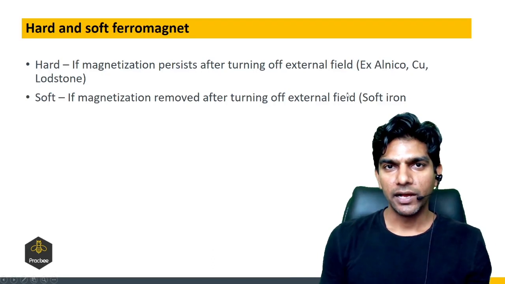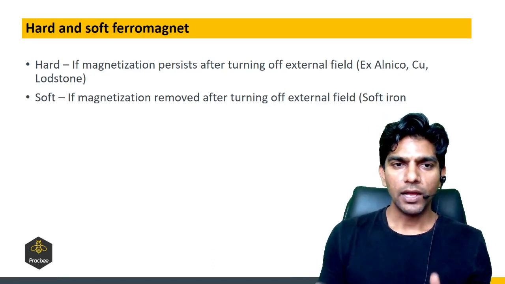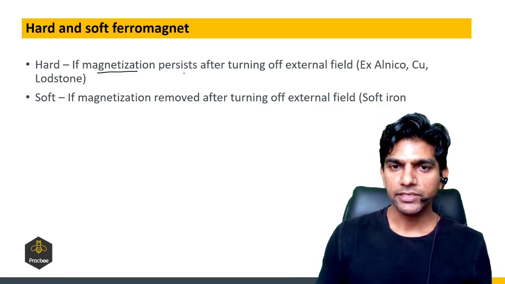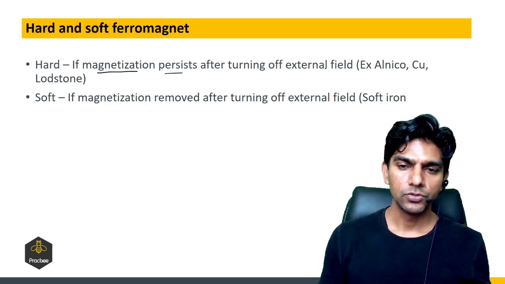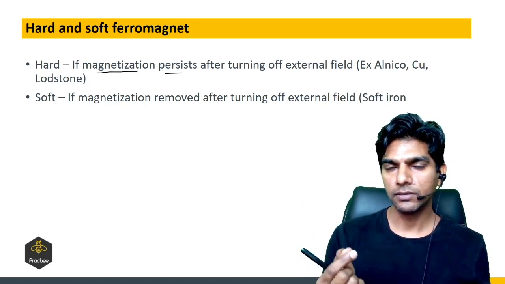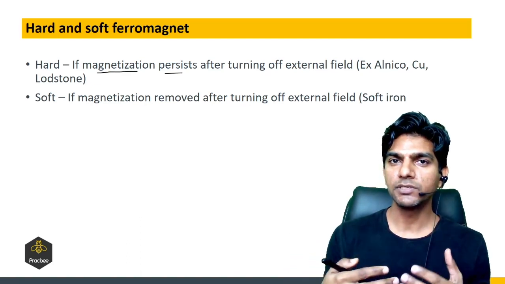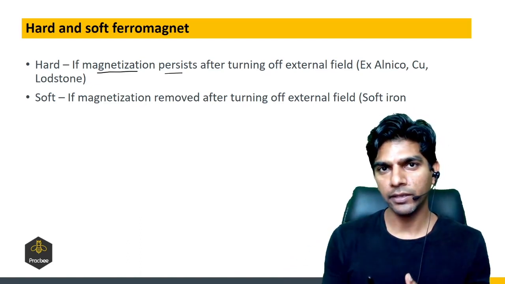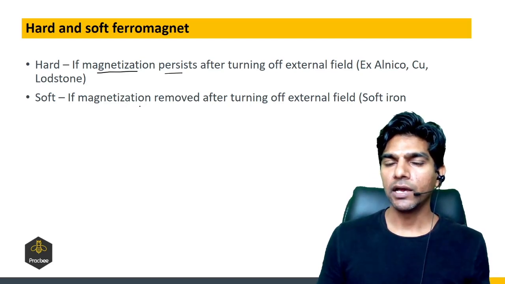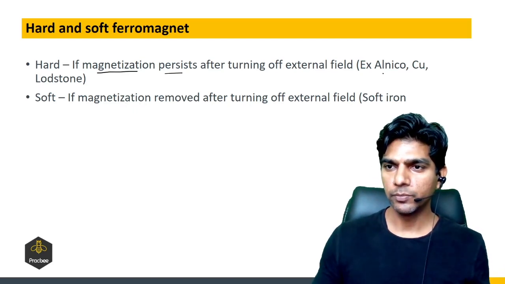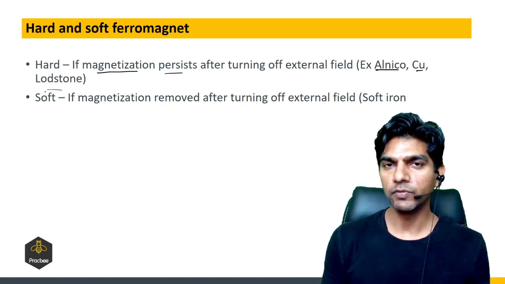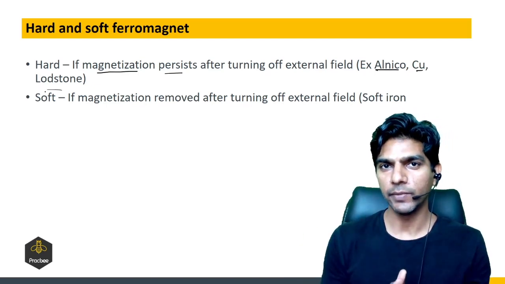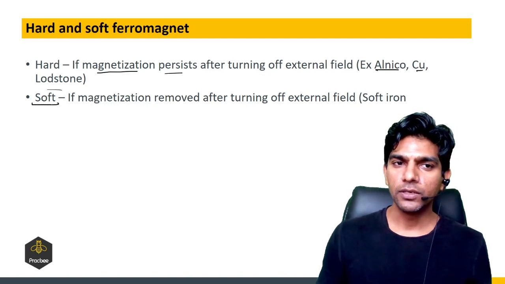Now let us see what are hard and soft ferromagnets. A hard ferromagnet is one where magnetization persists after turning off the external field. So when we turn off the current in the solenoid, there will be some magnetization left in the core. Such materials are known as hard ferromagnets. For example, alnico, copper, lodestone, all these are examples of hard ferromagnets, and we use these materials to make permanent magnets.